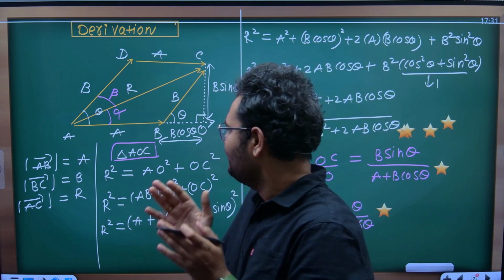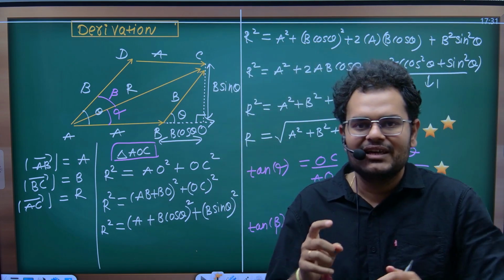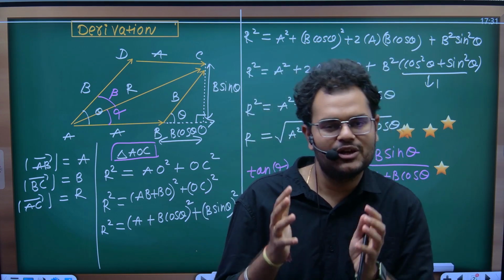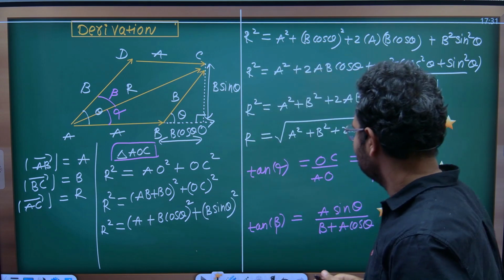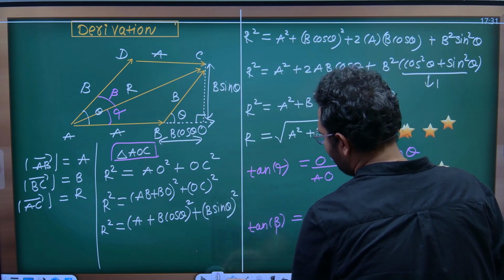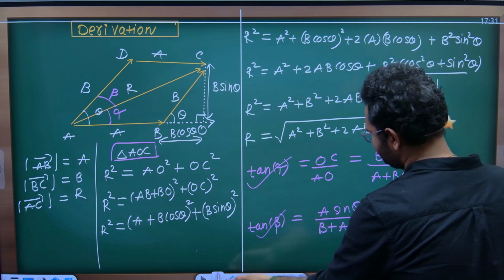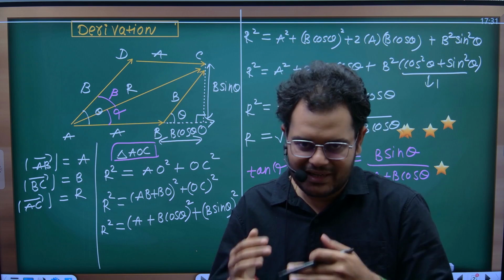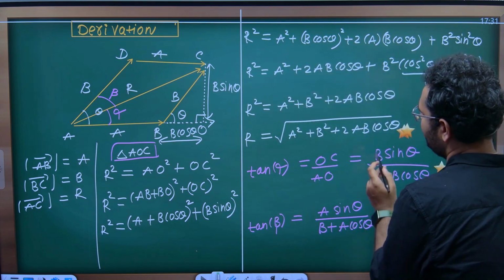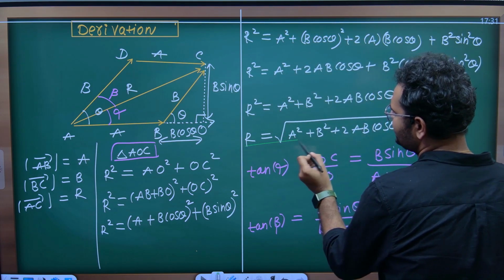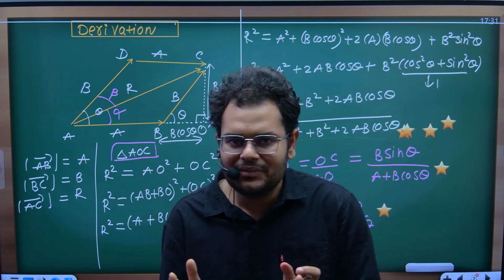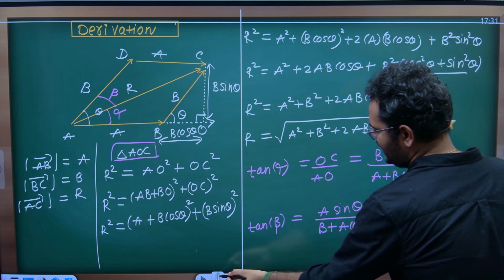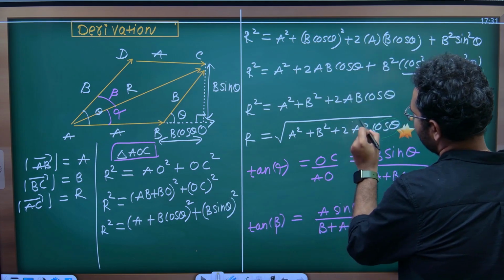So here we have seen the formula for the length of r, the magnitude of r, which is under root of a square plus b square plus 2ab cos theta. Then what is the formula for direction? These two formulas are very important. How to remember these formulas? That is exactly the point, right? See, this is very easy to remember, because we know a square plus b square plus 2ab. The only additional thing is: here it is cos theta and here it is under root. That's it.